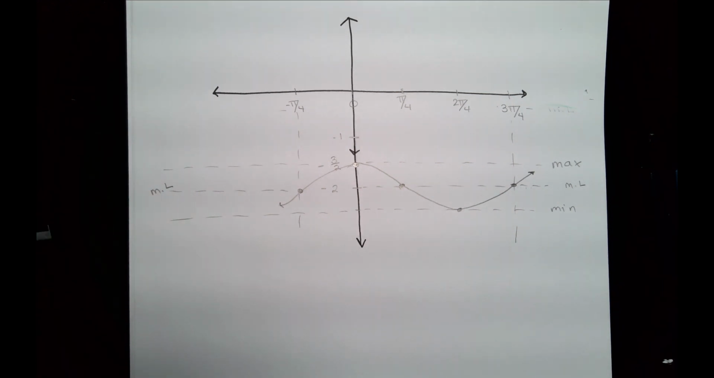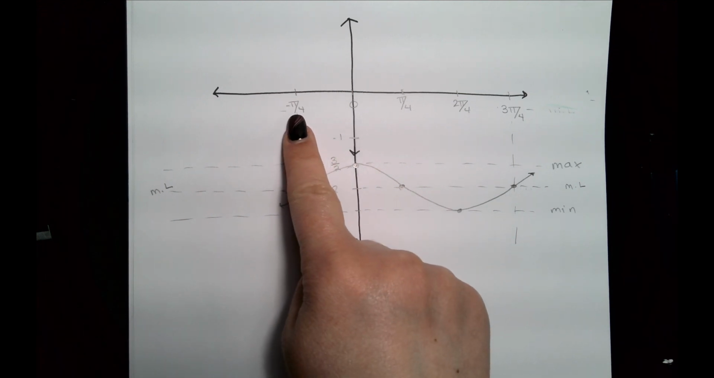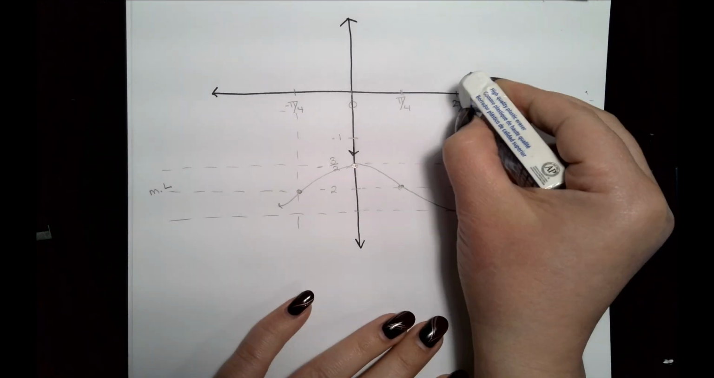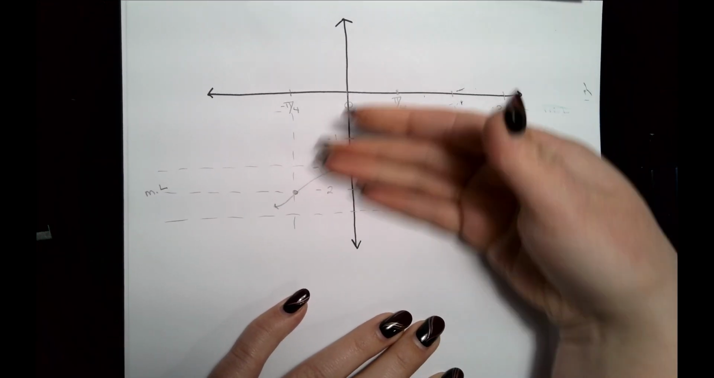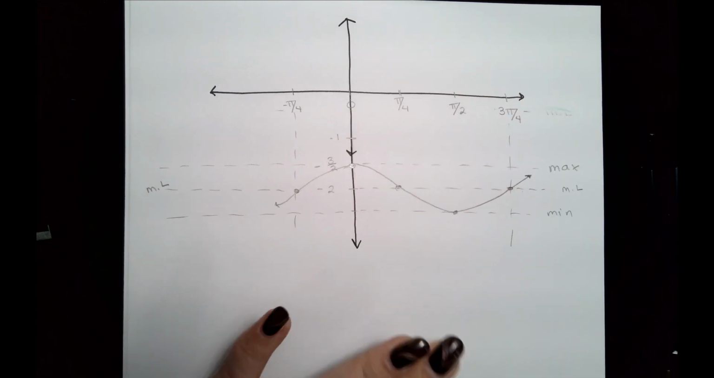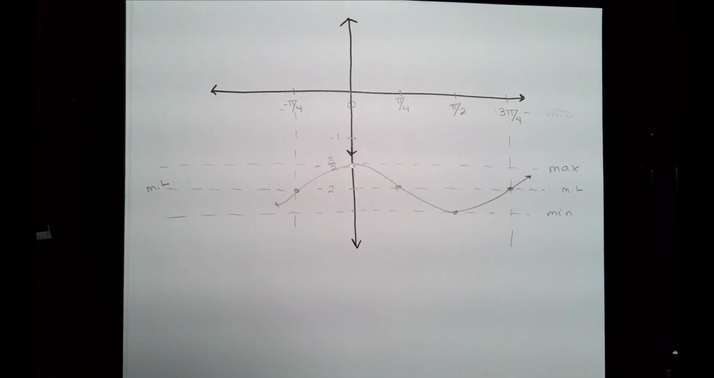Now, everything is perfect except one thing here is that we need to simplify our fraction. So if we go back up here, this is fine. The negative pi fourths, 0 is 0. Pi fourths, but 2 pi fourths is incorrect. We need to simplify that to pi halves. If you do not simplify your fractions, it will be marked as incomplete.